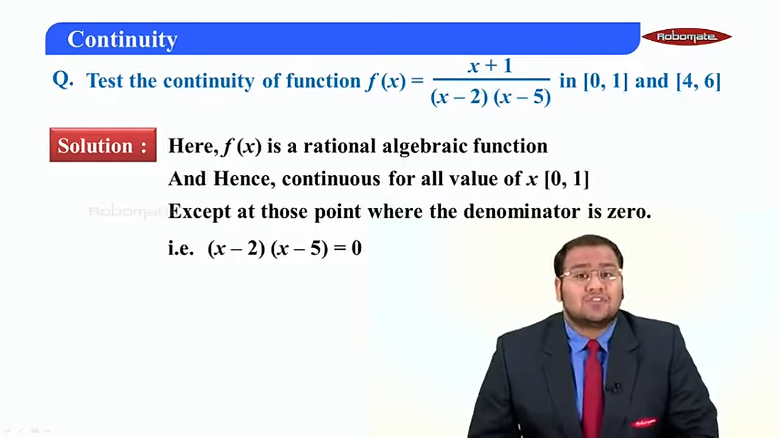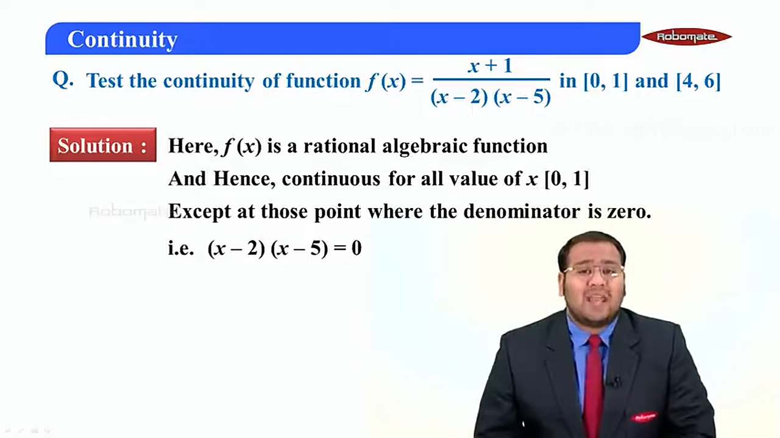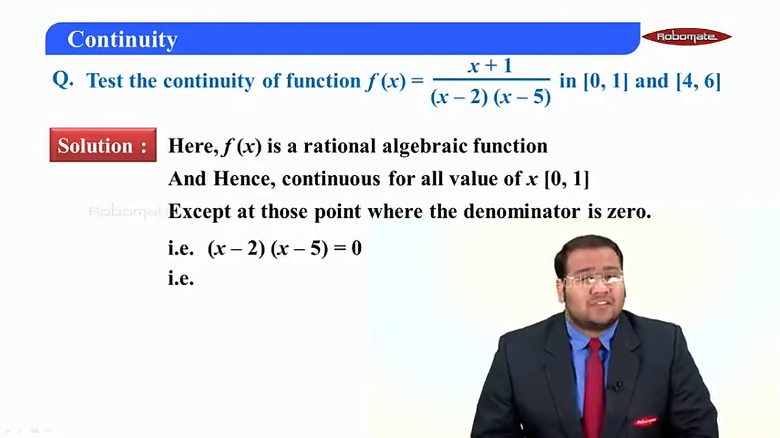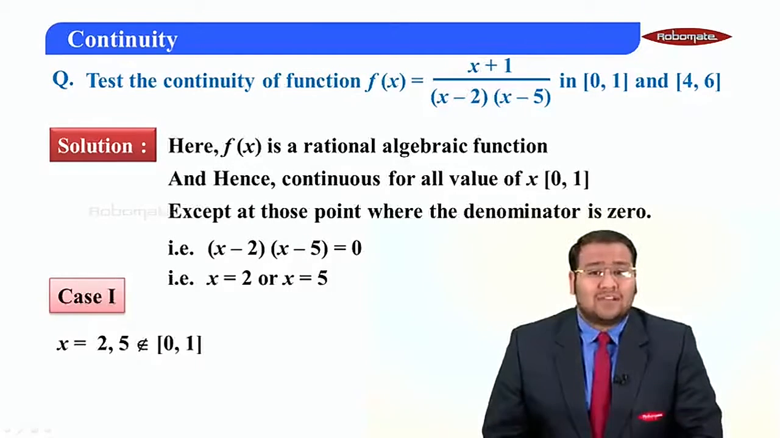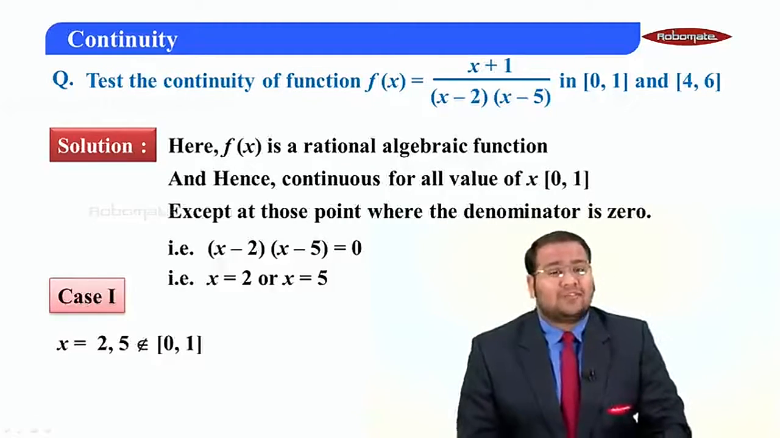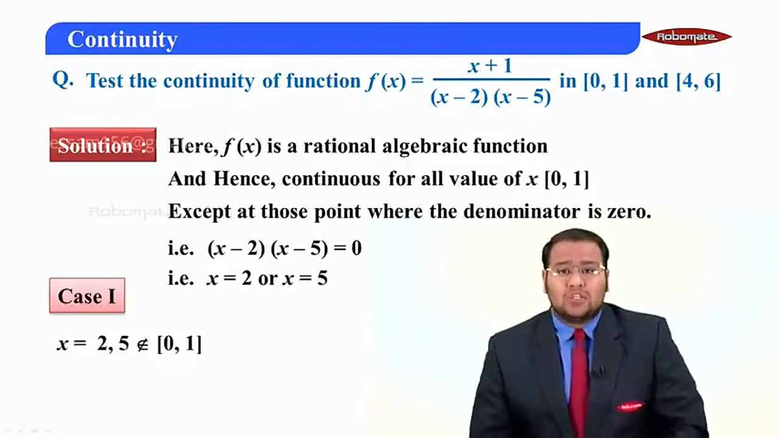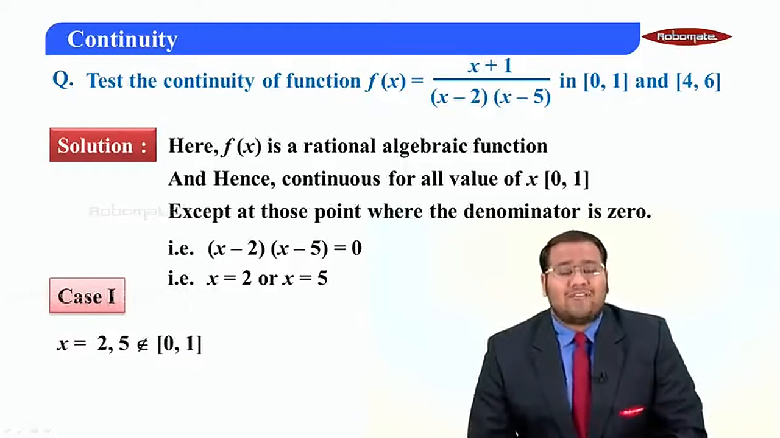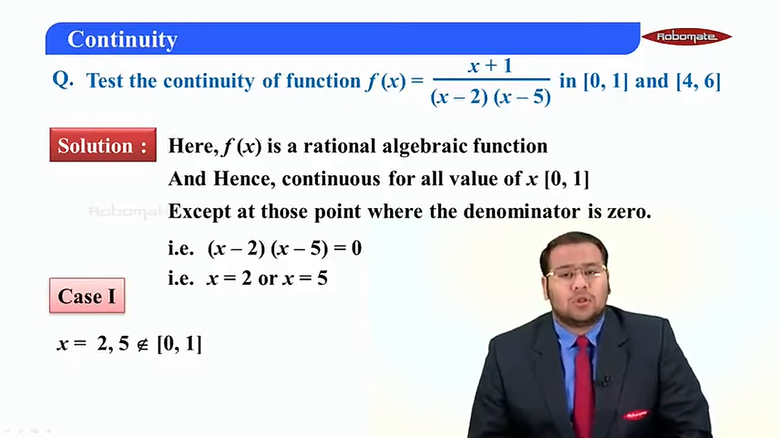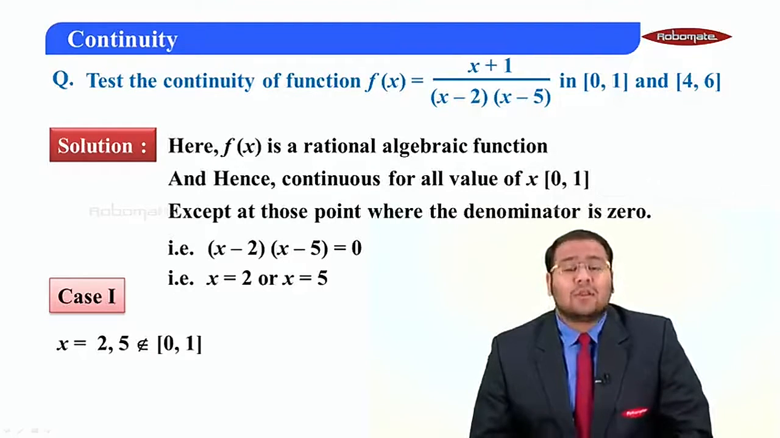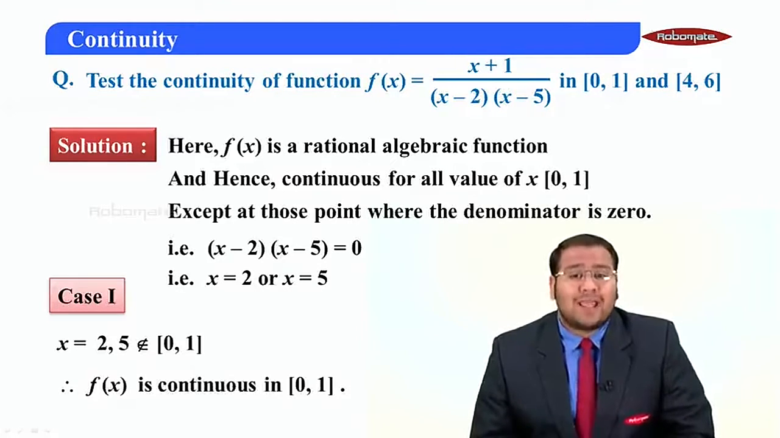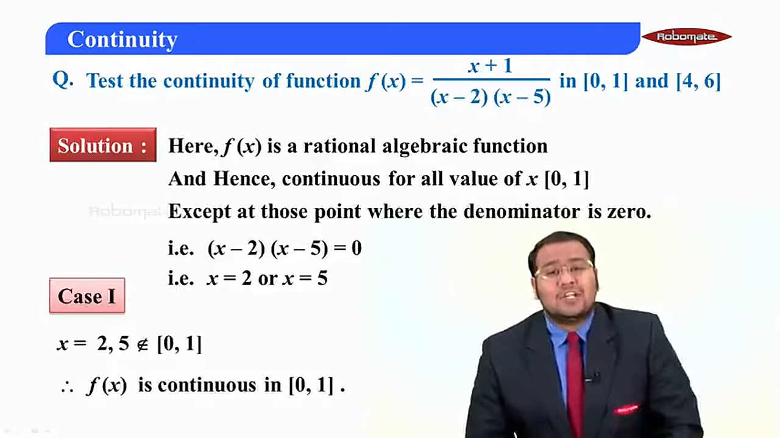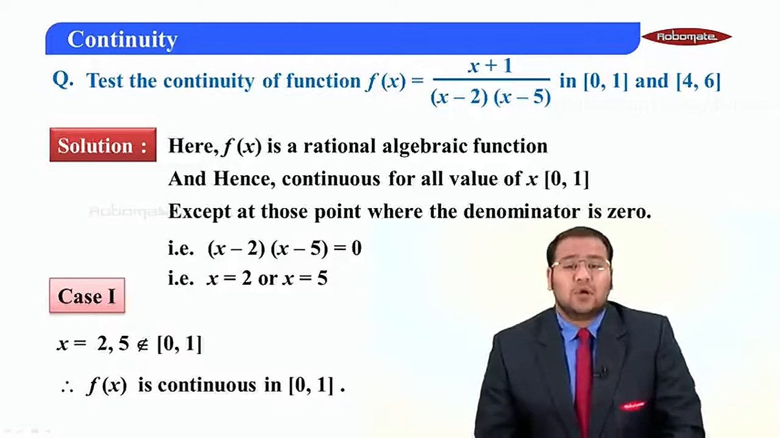Students, such statements are very important. So I can say x minus 2 into x minus 5 is equal to 0. That is, I get the values of x as x is equal to 2 or x is equal to 5. Now, for case 1 in the 0 to 1 range, these x values, that is 2 and 5, are both out of range. So I can say x as 2 and 5 does not belong to 0, 1. Therefore, I can say f of x is continuous in that complete range of 0 to 1.